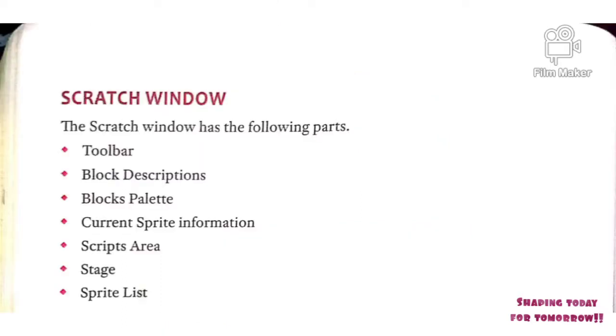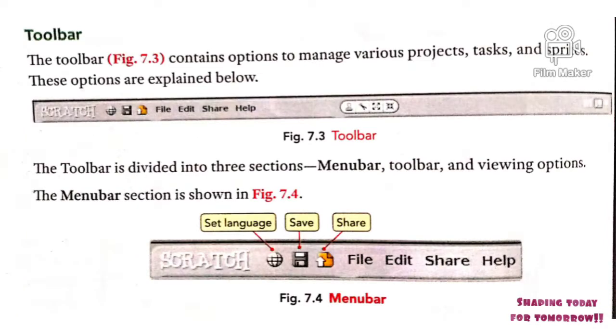So the next topic is the Scratch window. The Scratch window has the following parts: toolbar, block description, blocks palette, current sprite information, sprites area, stage, sprite list. So now the next option is toolbar. Toolbar contains options to manage various projects, tasks and sprites. These options are explained below. So students, you can see figure 7.3 for the toolbar.